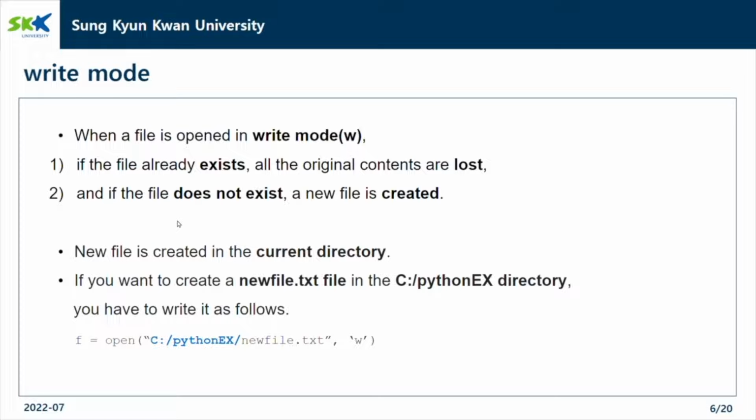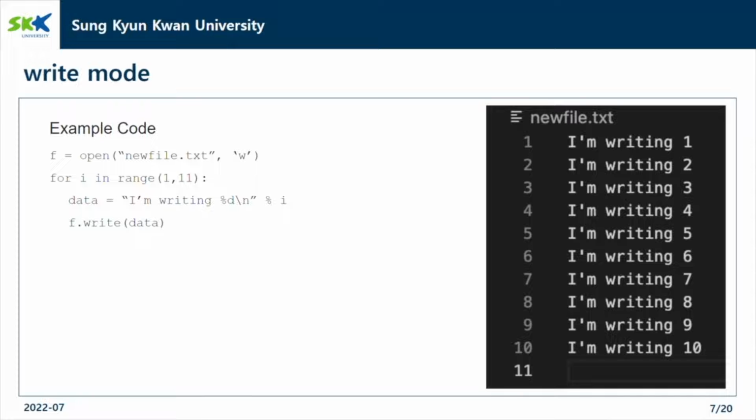In detail, when a file is opened in write mode, there are two cases. If the file already exists, all the original contents are lost, and if the file does not exist, a new file is created. And the new file is created in the current directory. Here's an example code. Give it a try and see if you can get the same result like this.